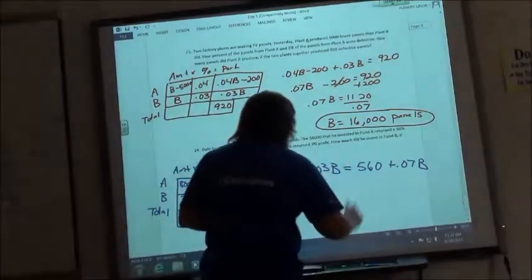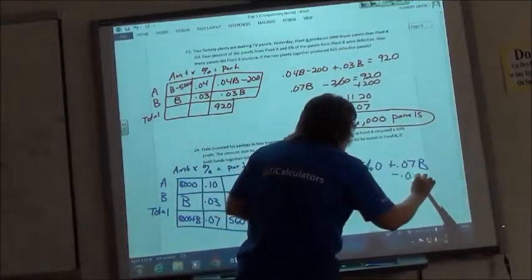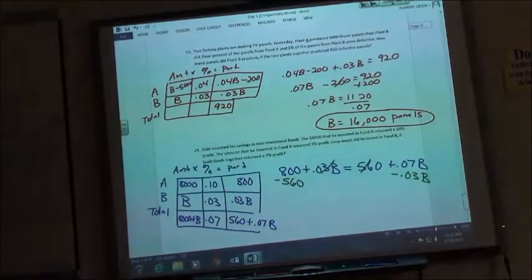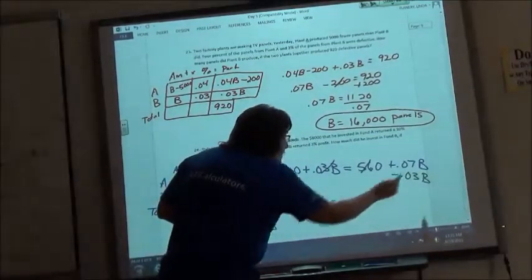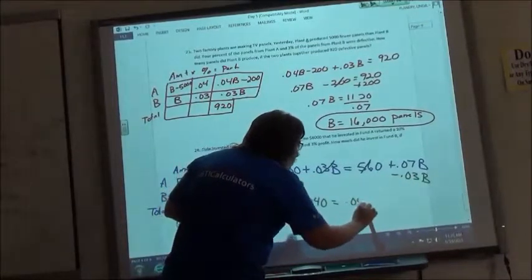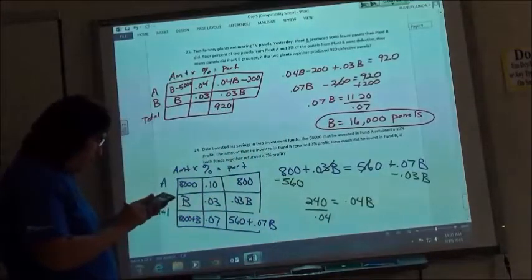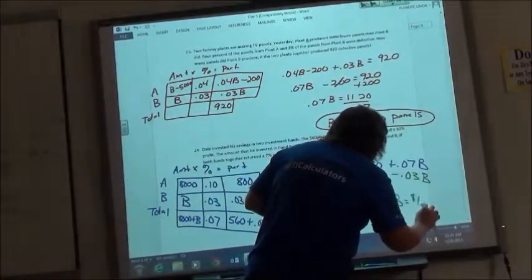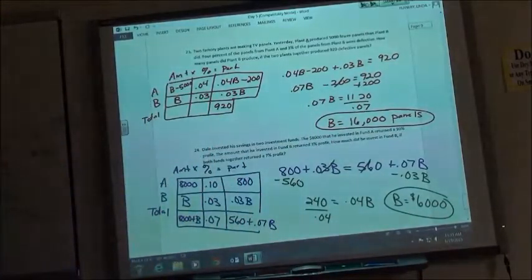Solving that, I'm going to subtract my 560 and subtract my 0.03B, just so I don't have to worry about negatives. I could move them the other way if I wanted to. 800 minus 560 would give me 240. 7% minus 3% would be 4% of B. And so if I take 240 and divide it by my 0.04, B is going to be $6,000. How much did he invest in B? $6,000.